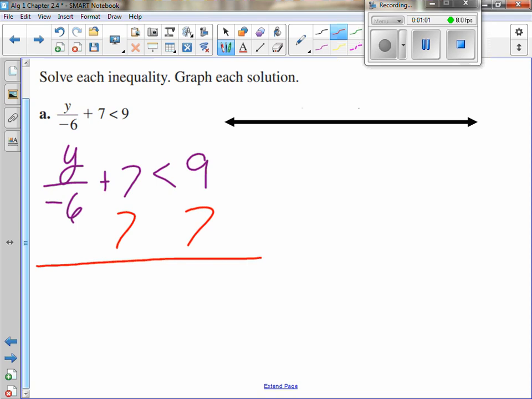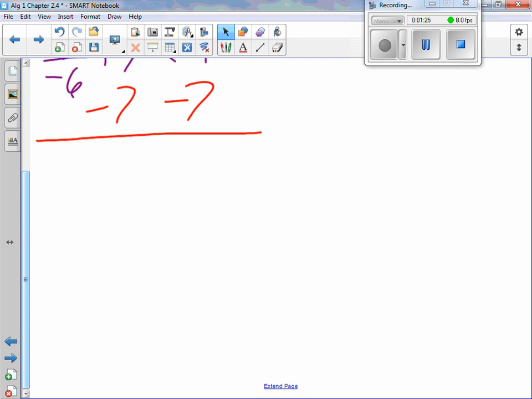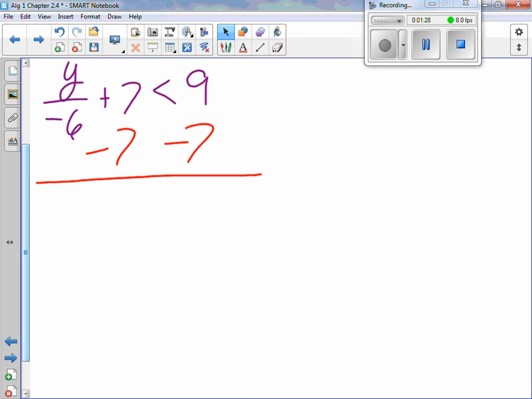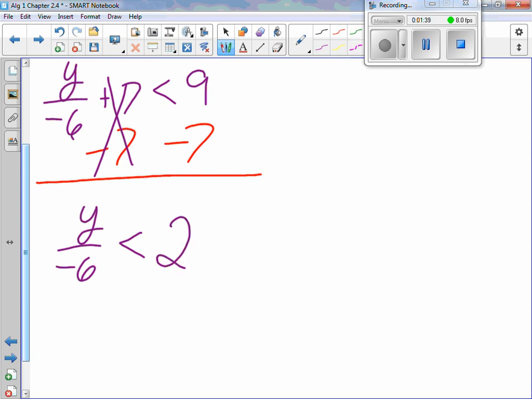Now, is the 7 positive or negative? Positive. Since it's positive, we have to do the opposite of it, which would be subtracting. The opposite of addition is subtraction. The opposite of multiplication is division, and the opposite of division is multiplication. So here, because it's being added to y, we would subtract 7 from both sides. And when we subtract 7 from both sides, we get y over negative 6, because these two cancel, is less than, well, 7 minus 9 is 2.